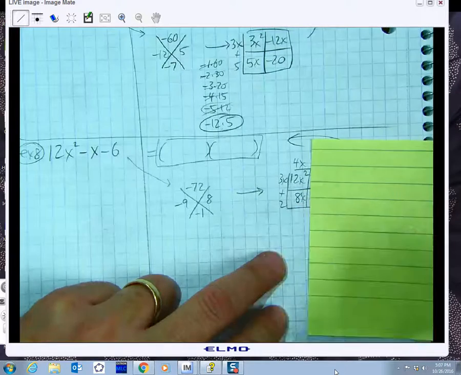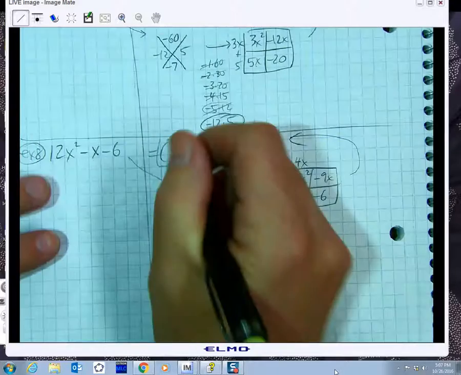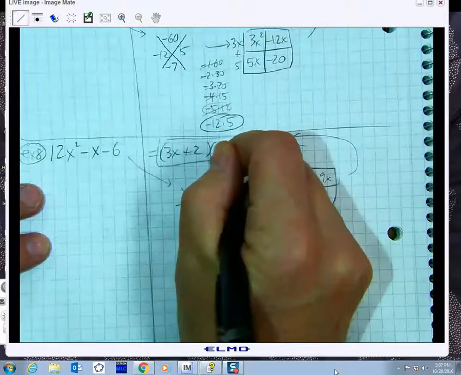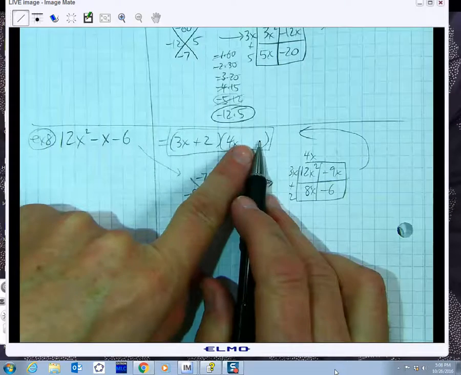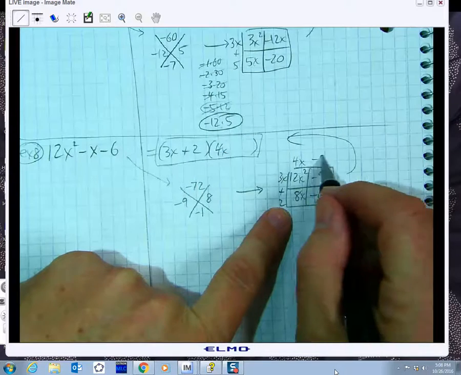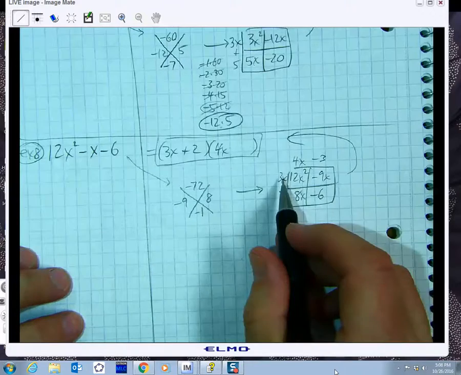We already know this much: 3x plus 2 and 4x something something. We just have to find out what the something something is. Let's see. 2 times -3 will get you a -6. Just double checking. That's it. We did it.